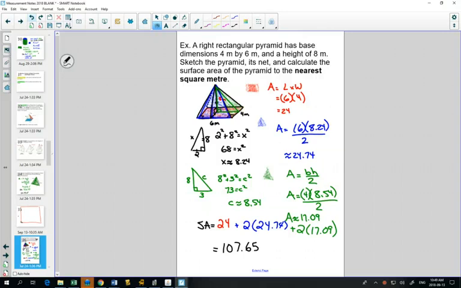And every time I do my calculations, I try not to use a rounded value until the very end. So that meant I was collecting values from my calculator that were exact all the way along. Our units here are meters, so this would be meters squared.